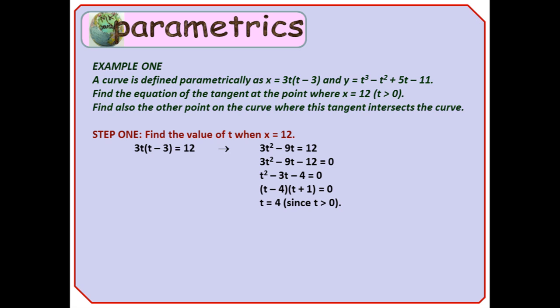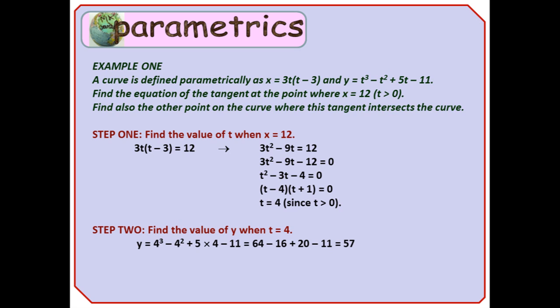6-step process. Step 1. Find the value of t when x is 12. So we put 3t times t minus 3 equals 12 and solve the quadratic equation. We get two answers as you'd expect, but the question tells us only to consider the positive value for t, which is 4. Step 2. Find the value of y when t is 4. That's just substituting into y, which comes out at 57.